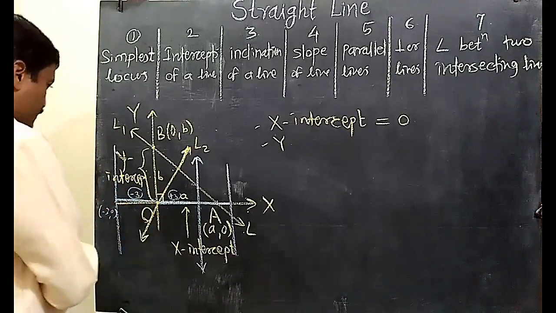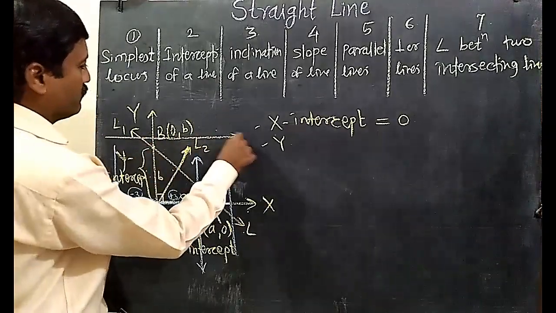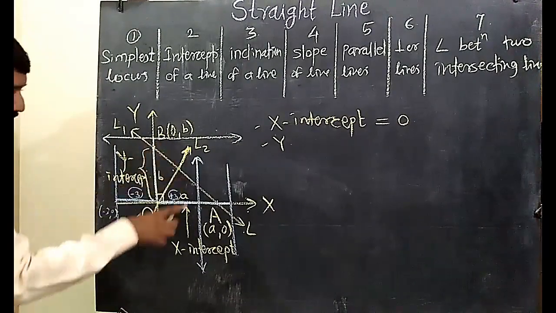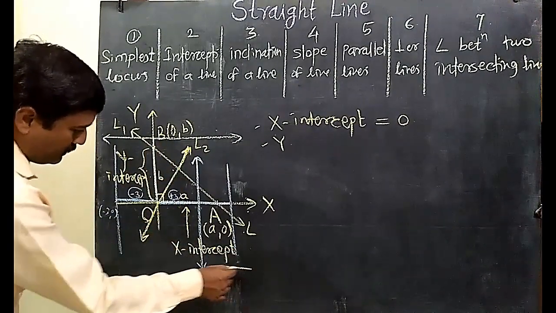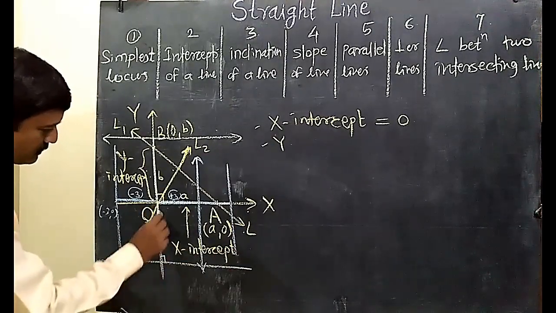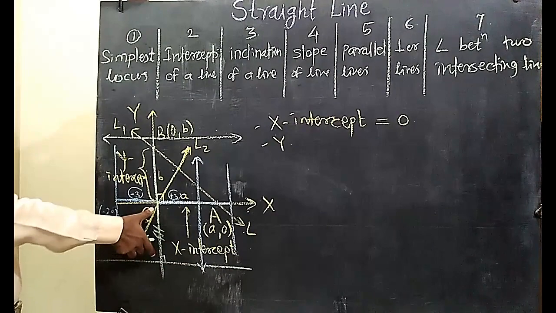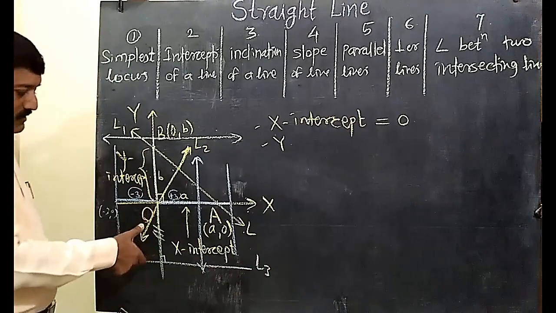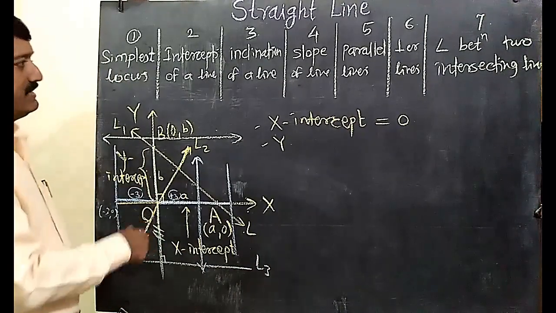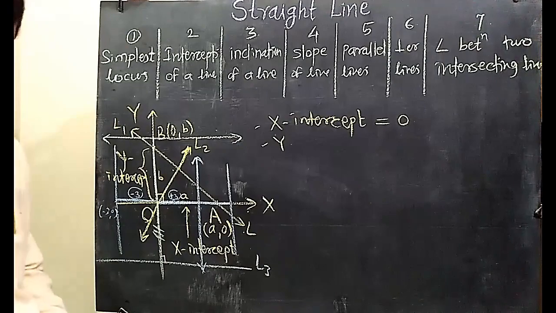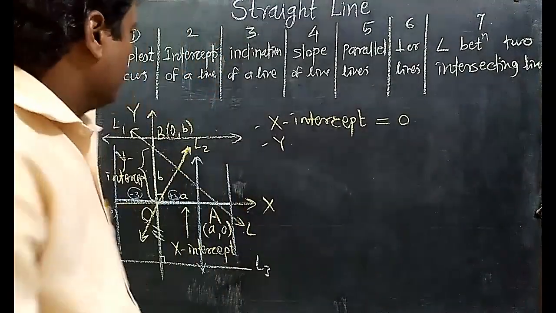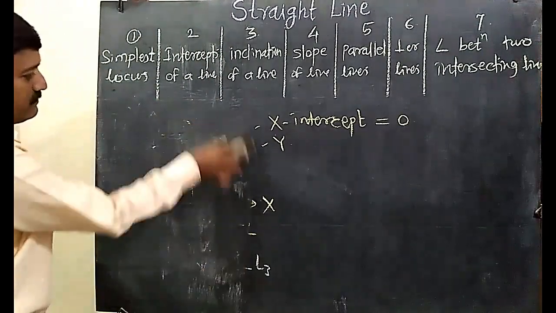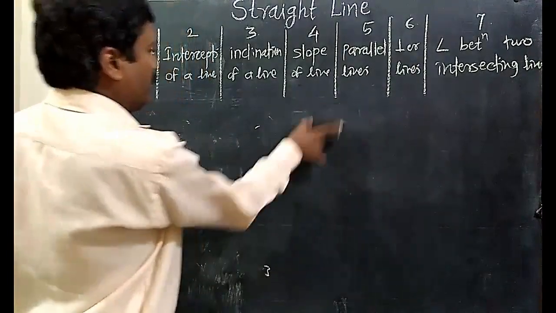If line is parallel to x-axis like this, then it has intercept this much, which is positive intercept. If line is parallel to x-axis and below origin, then it has intercept this much. This is the intercept made by this line on y-axis. So this is y-intercept, no x-intercept. So line makes x and y-intercept with x-axis and y-axis. Let us move towards third point, that is inclination of a line.